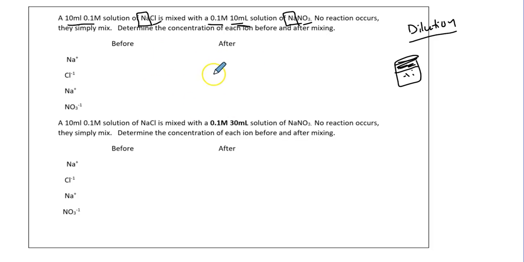You can take a moment and try this out. Pause it. So, important: before, this solution is 0.1 times 1 and 1, so that's 0.1 and 0.1, 0.1 and 0.1.